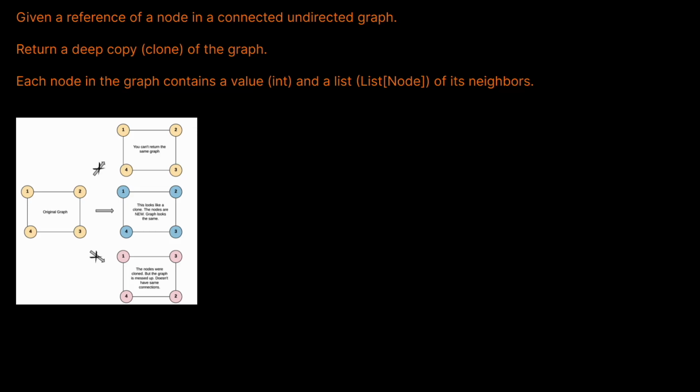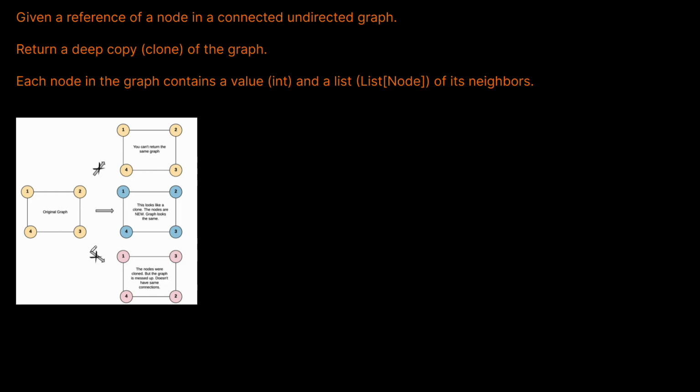Today we're going to be solving Leetcode problem 133, clone graph. Given a reference of a node in a connected, undirected graph, return a deep copy clone of the graph. Each node in the graph contains a value, integer, and a list of nodes of its neighbors. So, basically we're given some graph, 1, 2, 3, 4, and it's connected in some way. And obviously we can't just return the original graph. We need to return it cloned and in the same order.